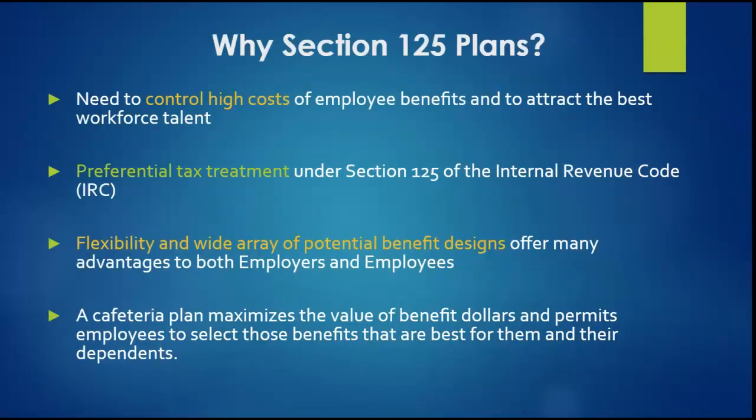So why have Section 125 plans? What are the policy reasons for having it? Well, there was a need to control high cost of employee benefits so that we could keep attracting a talented workforce. Preferential tax treatment was a huge win for both employers and employees. And then flexibility and a wider array of potential benefit designs, having a lot of different options under that Cafeteria 125 plan. And a cafeteria plan maximizes the value of the benefits dollars, and really it allows employees to select benefits that are good for them and their dependents.